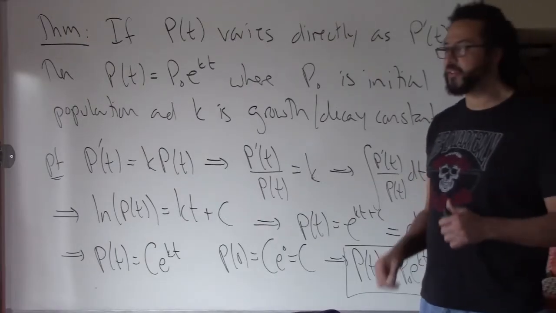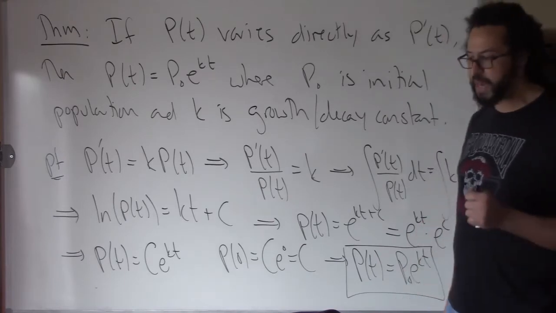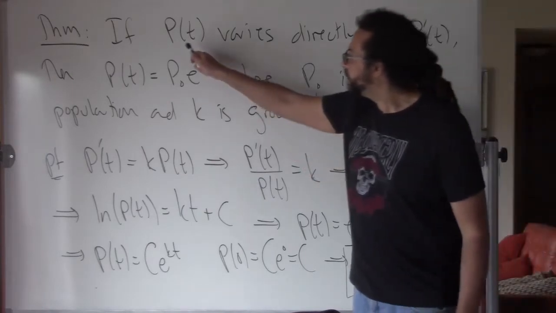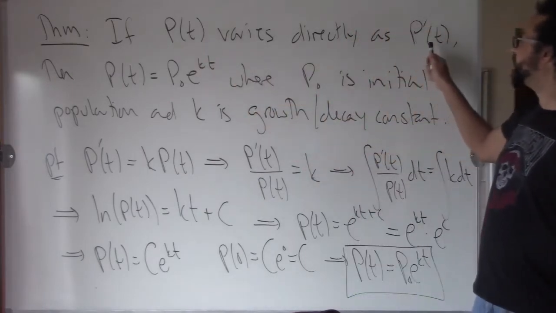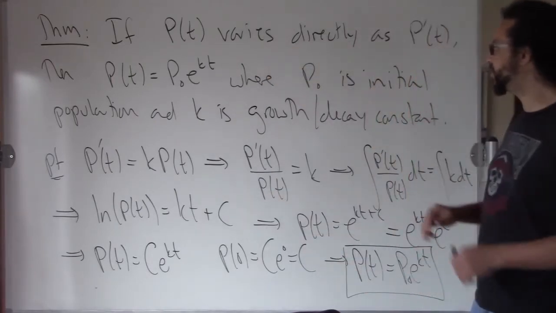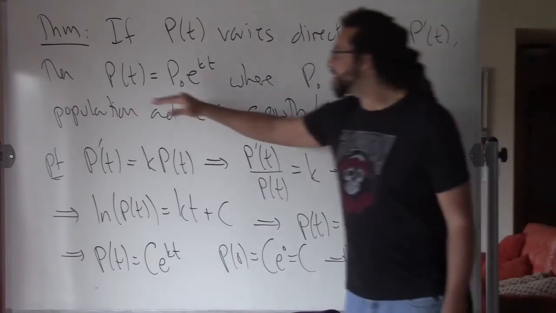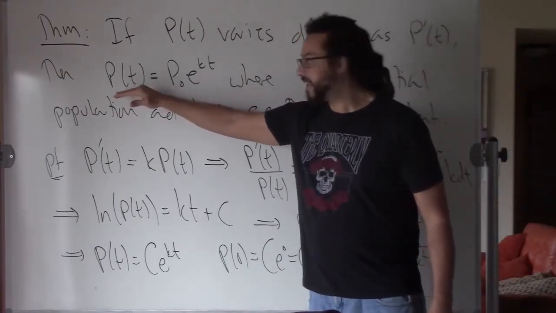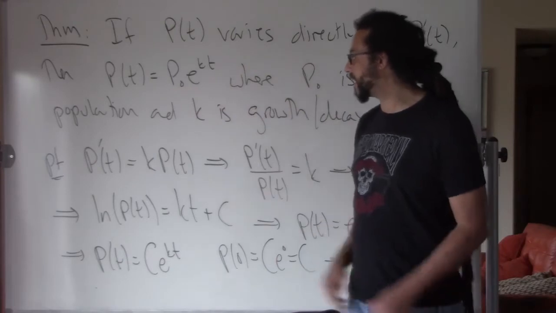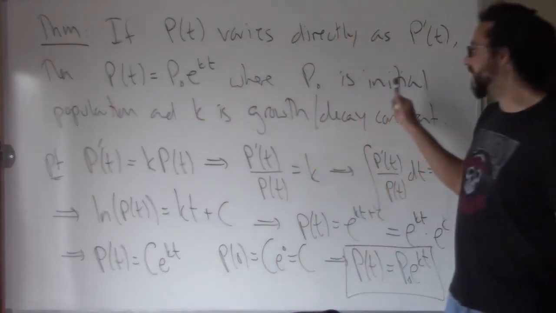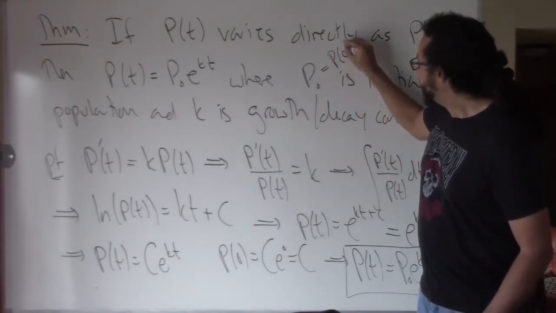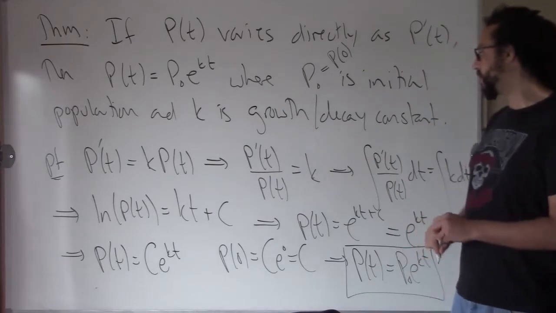All right, let's go ahead and try to find an explicit formula for a population that obeys this law of uninhibited growth. So again, P is a population. It varies directly with its rate of change, or the rate of change varies directly with the size of the population. If this is true, then the size of the population at any time t is given by this exponential expression, P0 e to the kt. P0 is the initial population, so P of 0, if you like. And then k is that growth or decay constant.